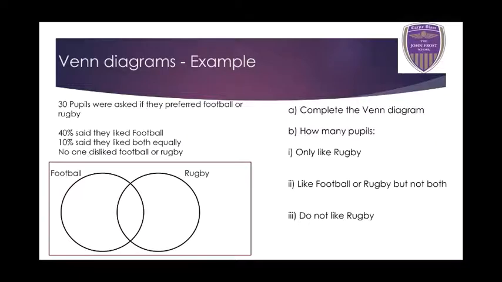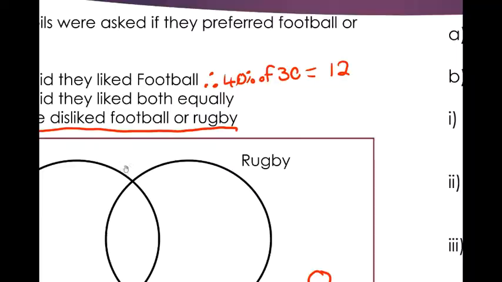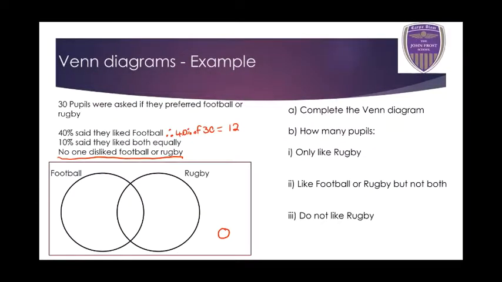If we're going to fill in this Venn diagram now, one bit of information we can definitely put in is that because no one disliked football or rugby, we can put 0 outside the Venn diagram. So now we know all the information is going to be in this Venn diagram. 40% said they liked football. So 40% of 30, which is the total, is equal to 12. We can't fill the circle in just yet, but we know the football circle is going to include 12 people.